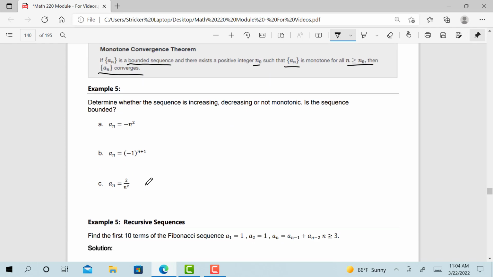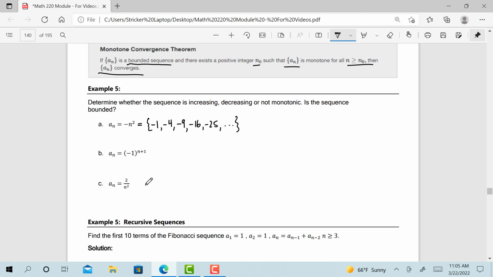So let's take a look at a few examples here. Example 5 says, determine whether the sequence is increasing, decreasing, or not monotonic. And then it says, is the sequence bounded? So let's just write out a few terms here for this first sequence. Notice that they're all negative. First term is going to be -1. We have -4, -9, -16, -25, and so on.